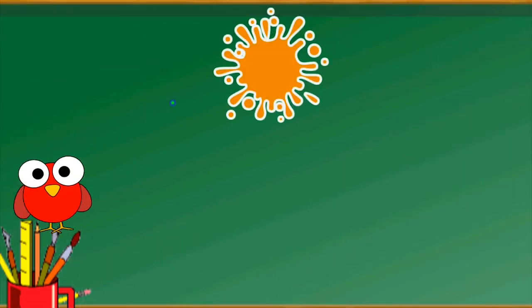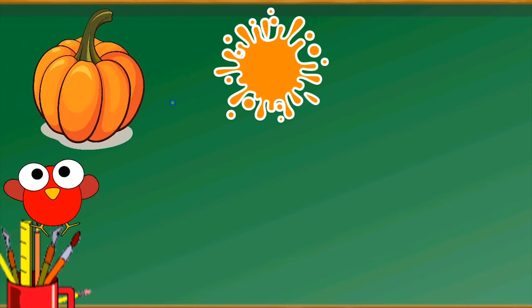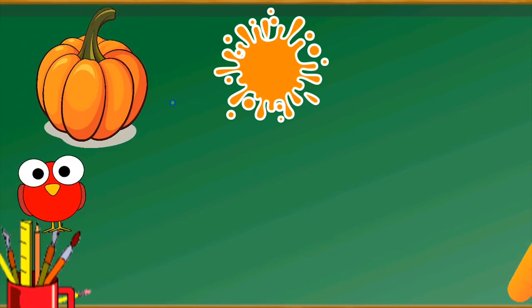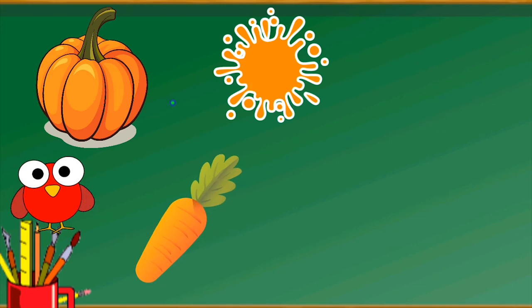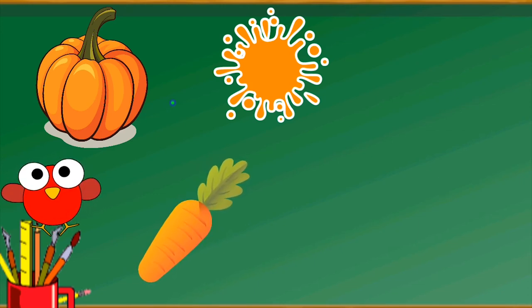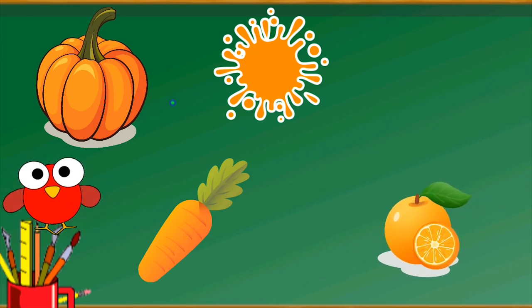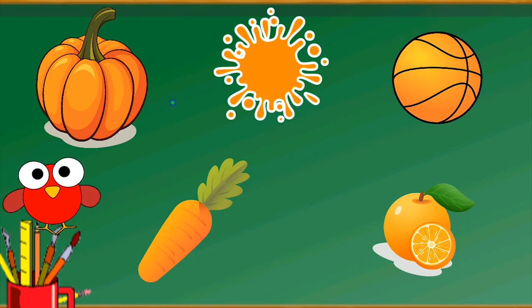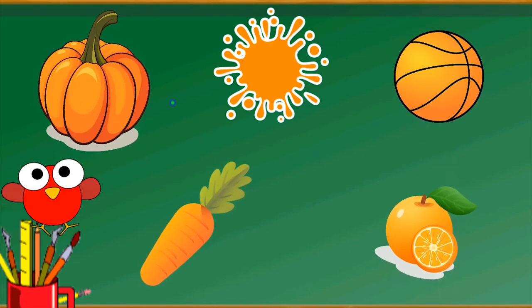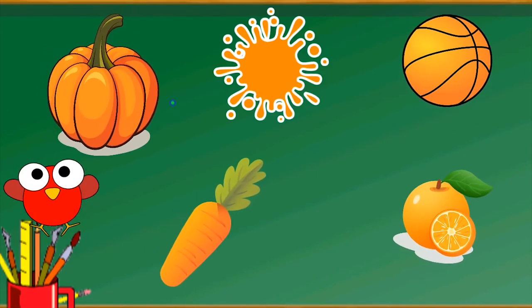This is the orange color. The pumpkin is orange. Carrot is orange. Orange is orange. And the basketball ball is orange. Orange pumpkin, orange carrot, orange, and orange ball.